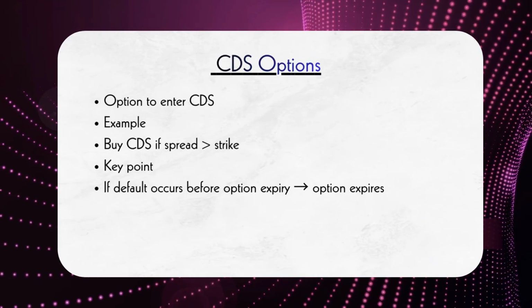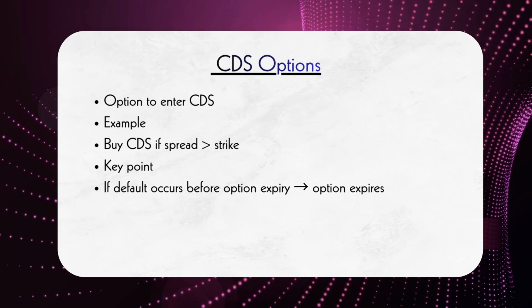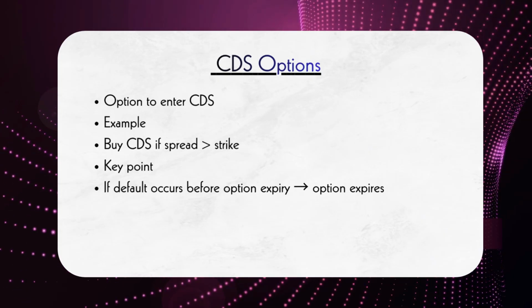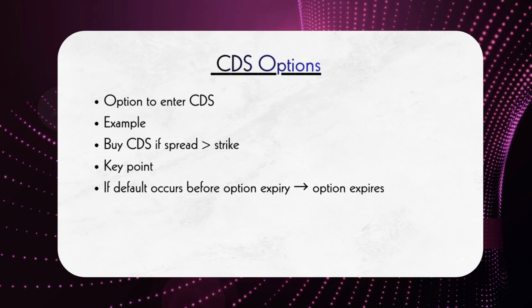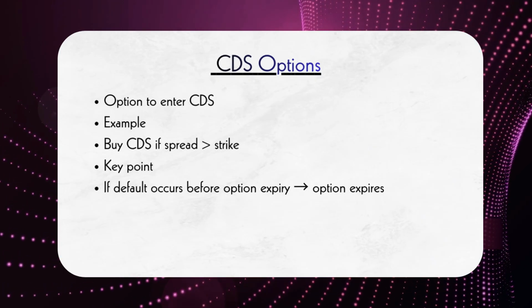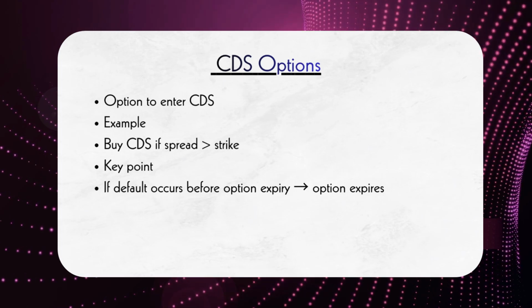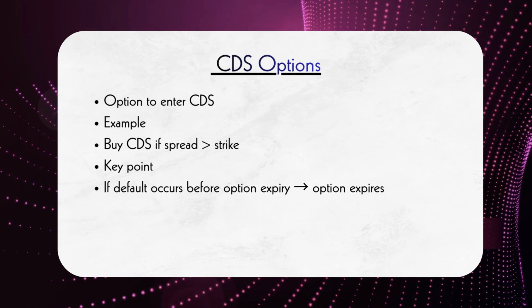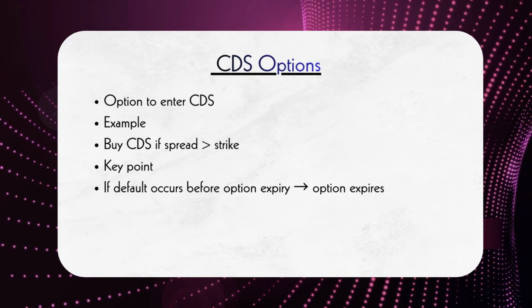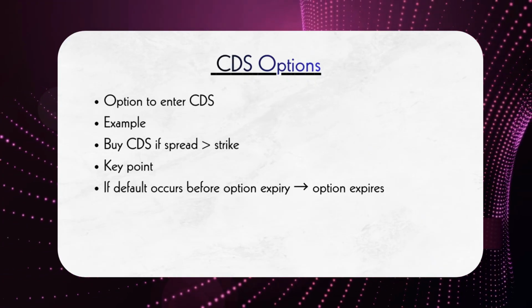So, if you step back and look at the full picture, a CDS is essentially a financial insurance contract where the premium you pay reflects the market's view of default risk. The higher the risk, the higher the spread. And at its core, the entire pricing mechanism is built on one simple balance. The present value of premiums must equal the present value of expected losses.